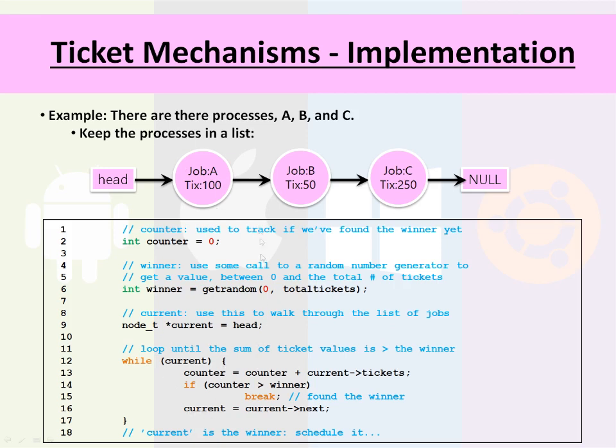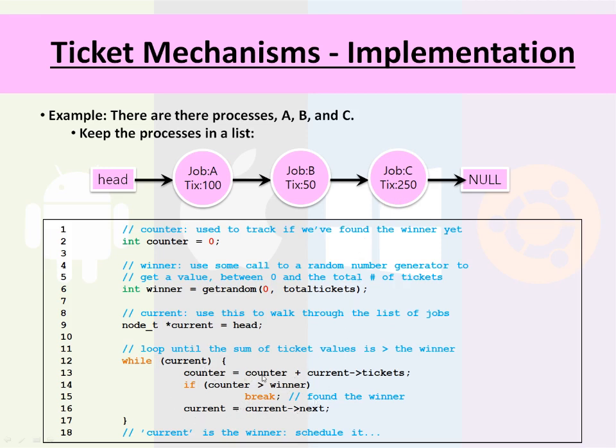Okay, if say the winning ticket was 275, we would start at current is equal to here, so we'll start at job A. So counter would equal counter plus current tickets, so it would be 100. Is 100 greater than 275? No. So we move to the next node in our list, which will be job B. We come back to the top. Now counter will equal 100 plus 50, so that's 150. Is 150 greater than 275? No. So we move on to the next node again, job C.